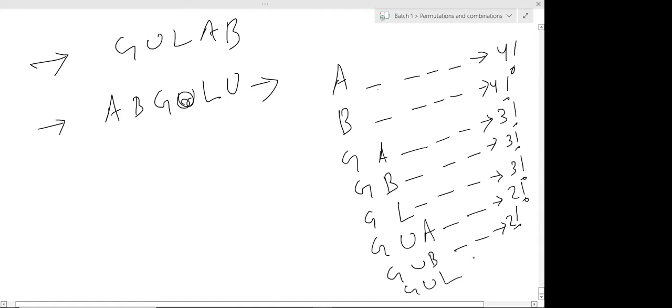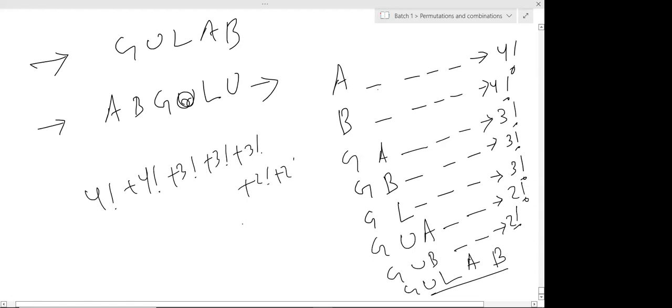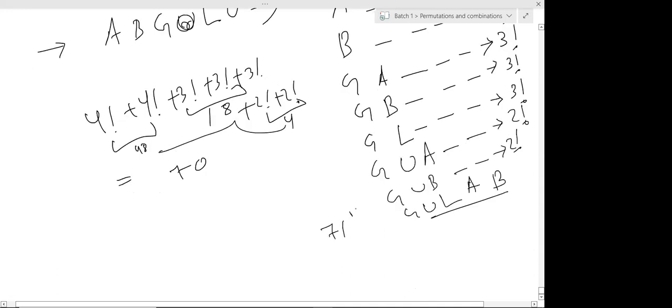L comes. Yes, we want that. Then A comes and B comes. This is the word. So 4 factorial plus 4 factorial plus 3 factorial, 3 factorial, 3 factorial plus 2 factorial plus 2 factorial. Right? So this is 48 and 18 and this is 4. So 2 and 2, 20, 50, 70. So 71. Right? 71st is the word.